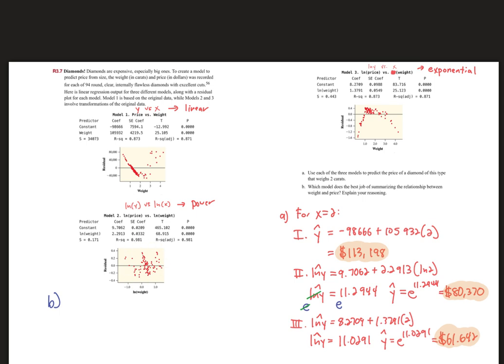Model 2 has a very random residual plot. And also the R squared value for the second model is by far closest to 1, 0.981, and the other two are both 0.873. So definitely, no question, model 2 is the best model, because the residual plot is most random without any clear pattern, and the R squared is closest to 1.